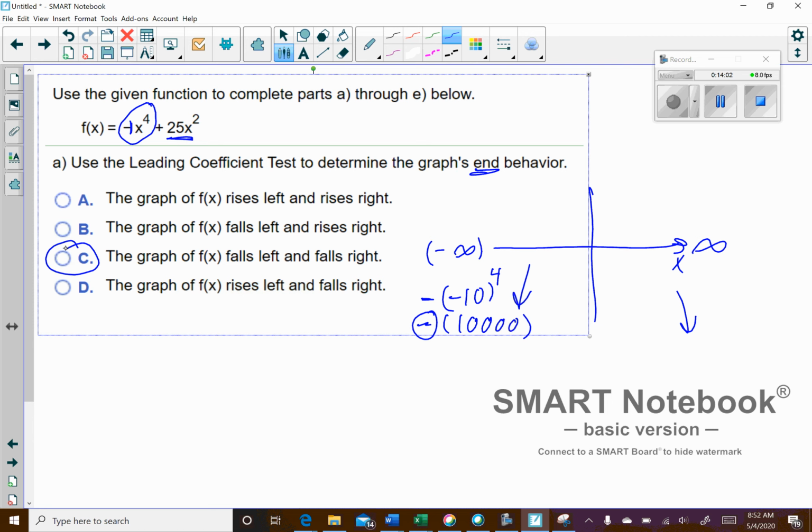Okay. So if you go back and watch some videos, we do have stuff about the leading coefficient test that you can look at.